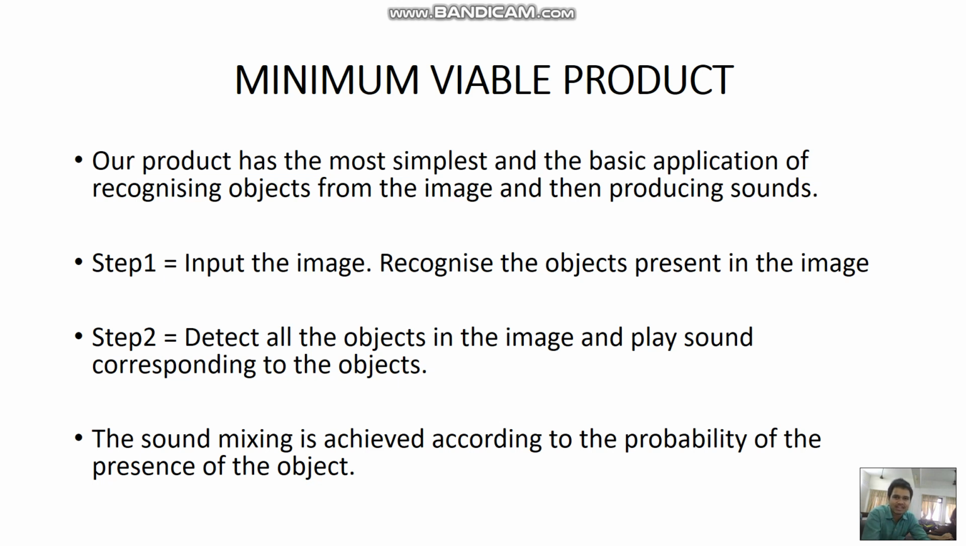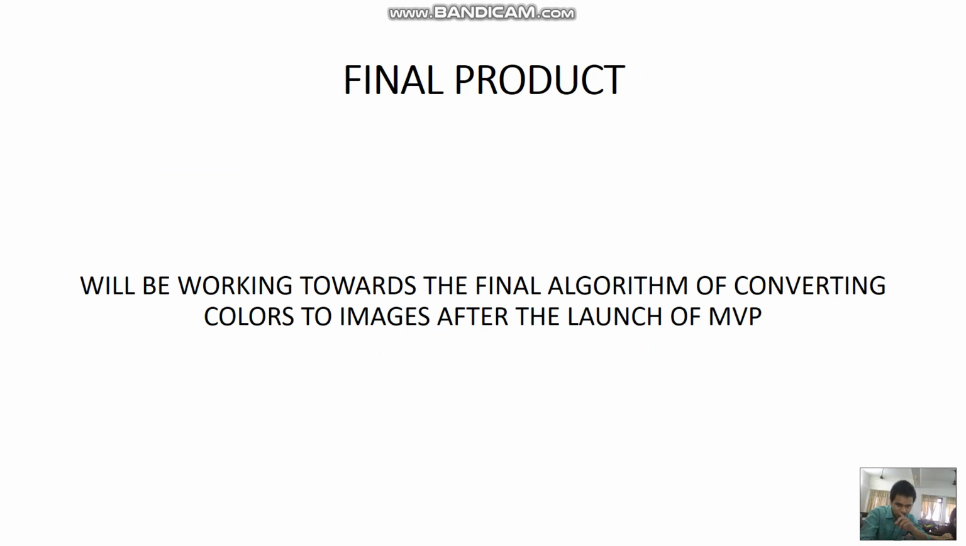For example, if we have detected a cat, we will play the sound of a cat. If we have detected a dog, we will play the sound of a dog. So all the sound mixing is achieved according to the probability of the presence of the object. If we have a certain criterion and the probability is more than that, we will put in a sound accordingly. So what will be our final product?